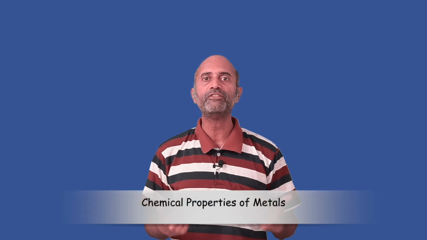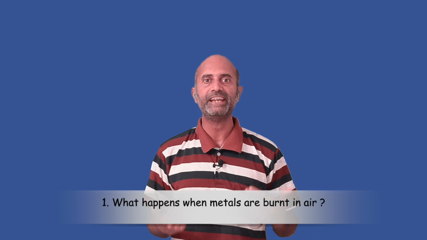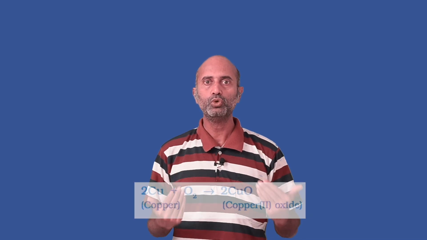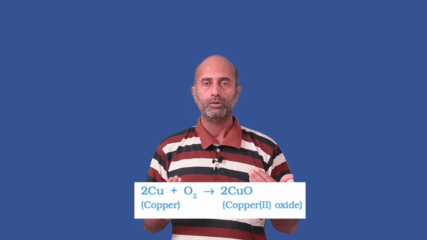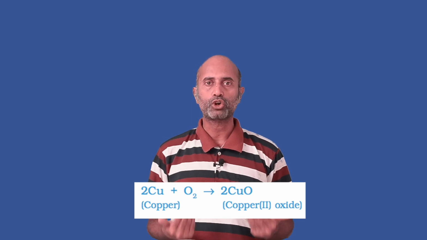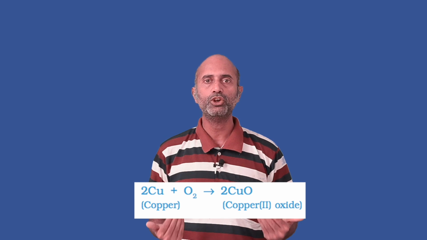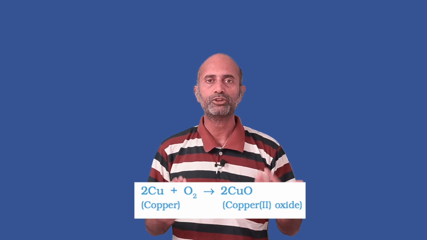Now we'll discuss this topic, chemical properties of metals. Number 1, what happens when metals are burnt in air? The general format is metal plus oxygen gives metal oxide. For example, 2Cu plus O2 gives 2CuO, where Cu stands for copper, O2 stands for oxygen, and CuO stands for copper 2 oxide, or simply copper oxide.